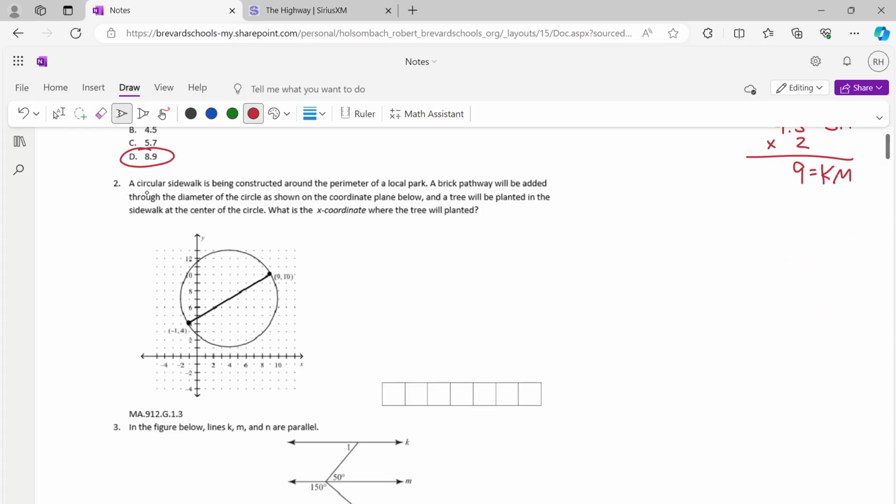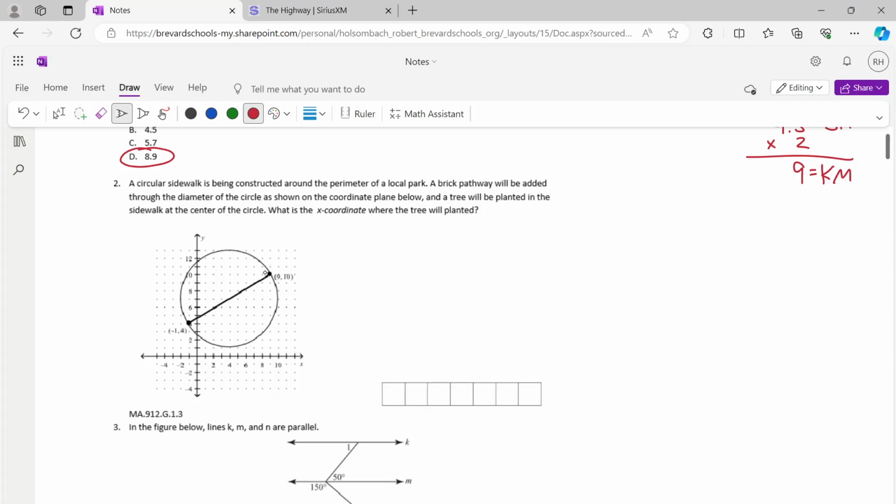All right, in problem number 2, a circular sidewalk is being constructed around the perimeter of a park. A brick pathway will be added through the diameter of the circle as shown in the coordinate plane below. A tree will be planted in the sidewalk at the center of the circle. What is the x-coordinate where the tree will be planted?